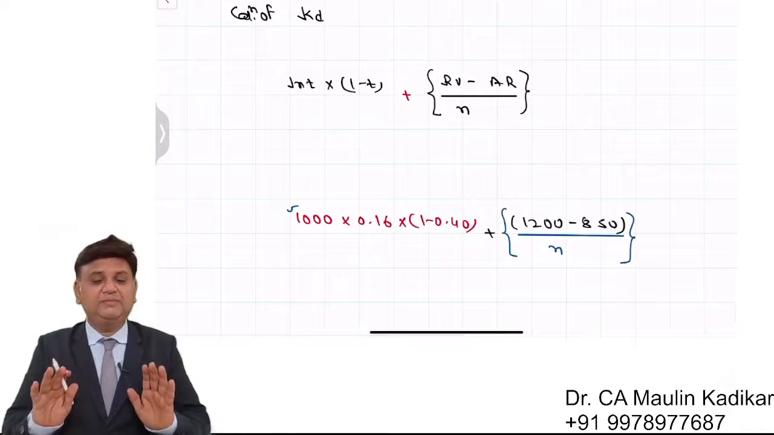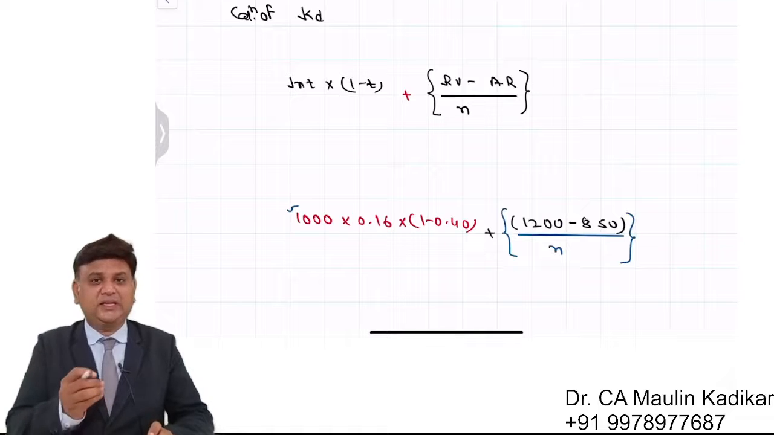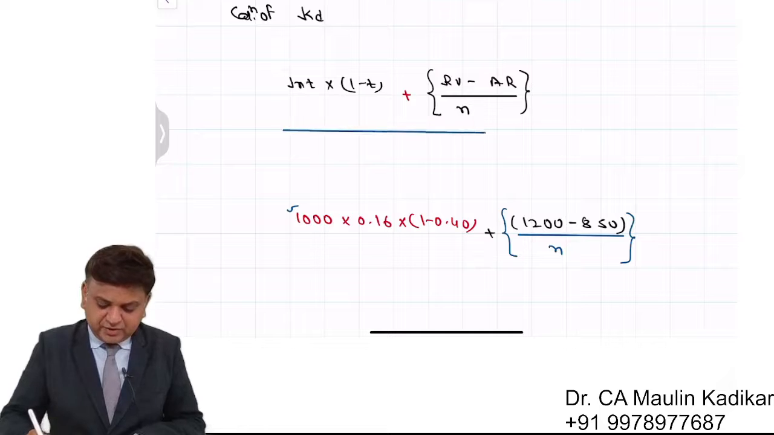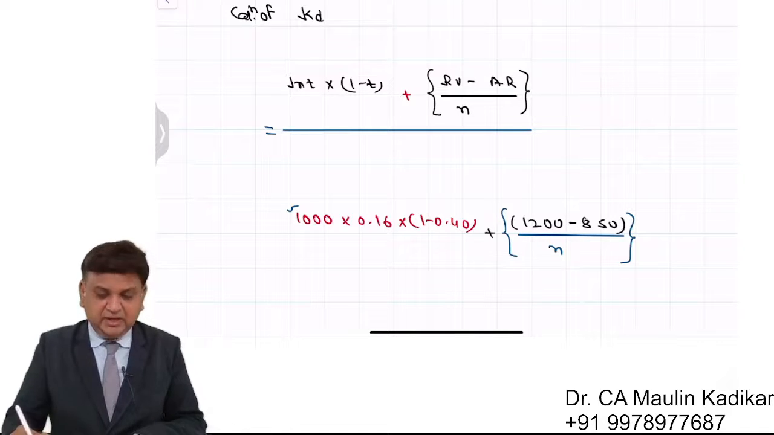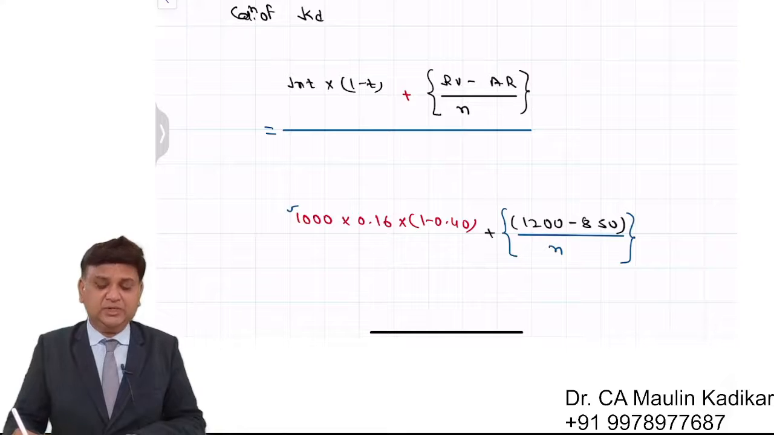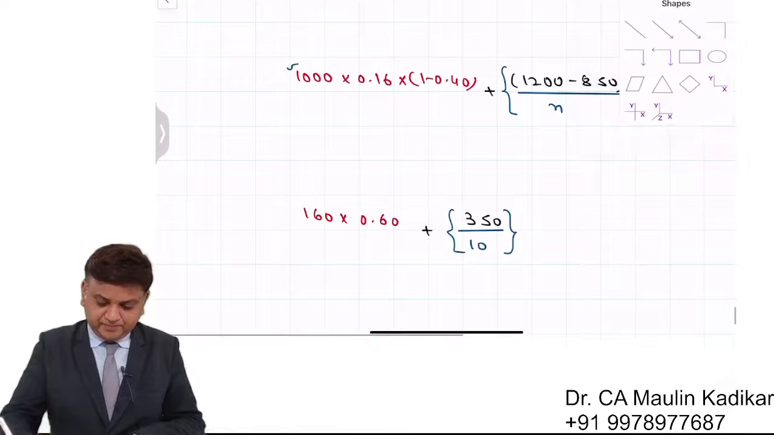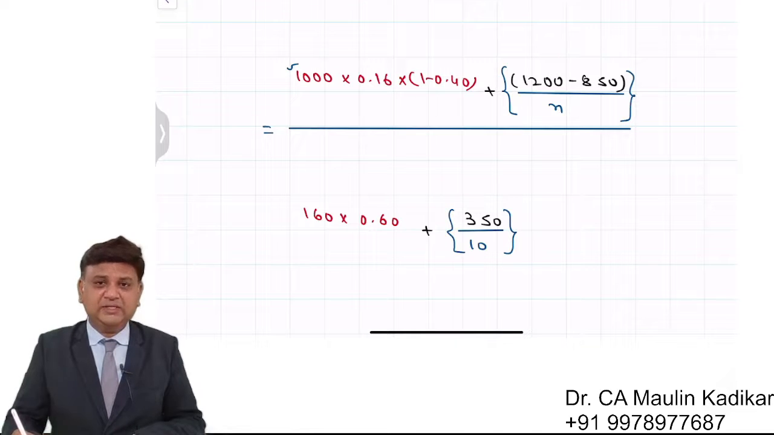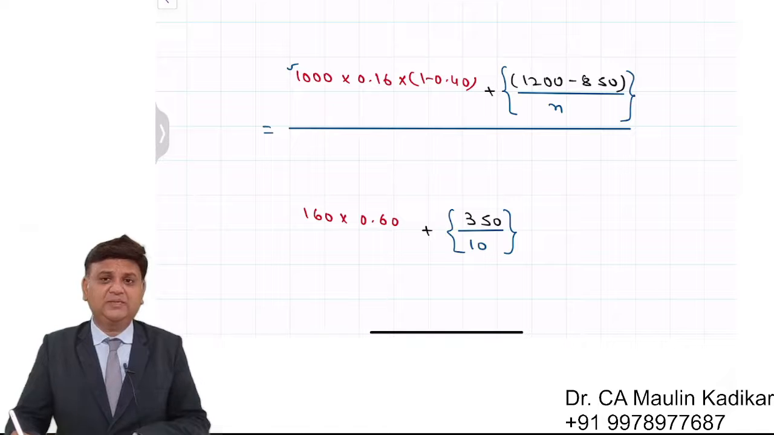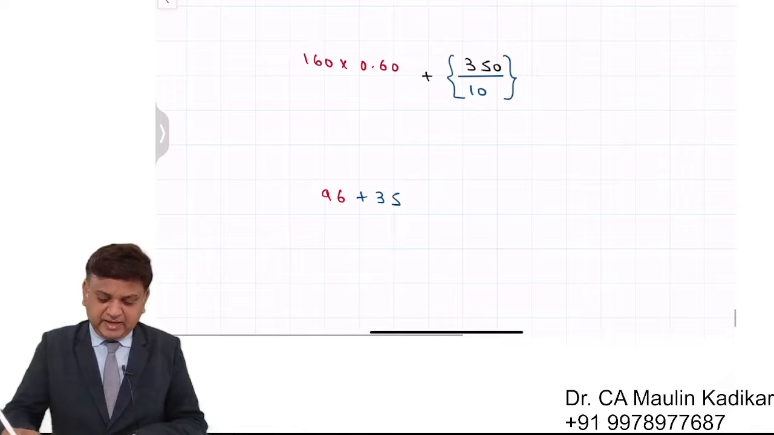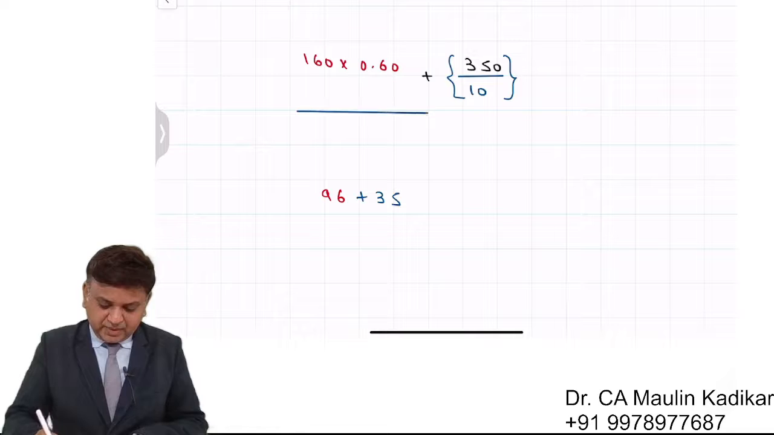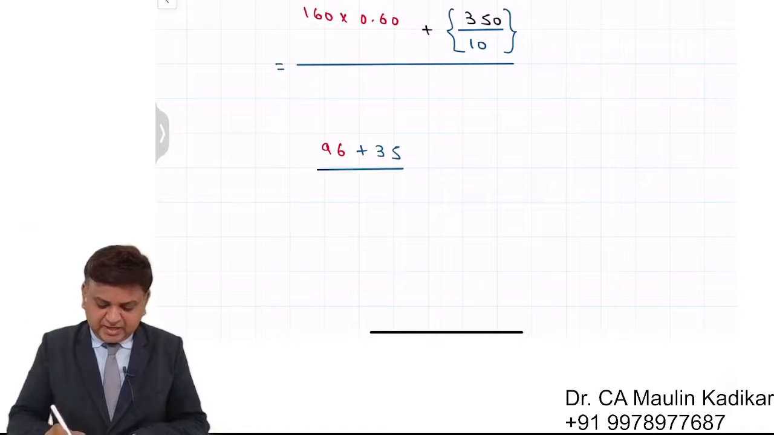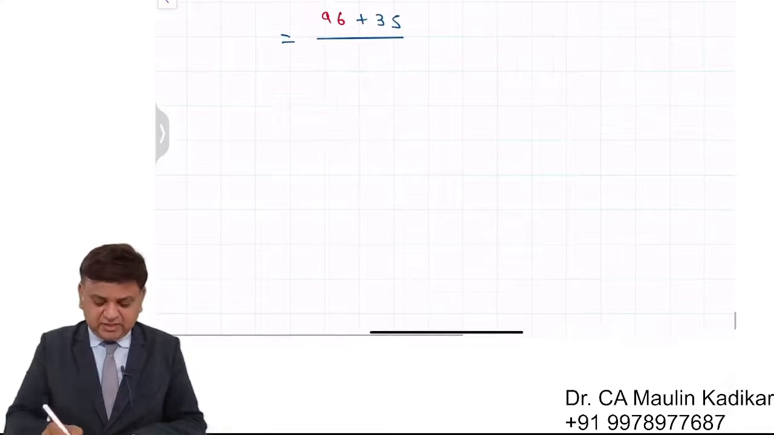So this is the way we make the calculation of the KD, that is the starting point. I want to explain to you first of all the numerator. The numerator for the KD is interest into 1 minus t plus redemption value minus amount received divided by number of years. So it is 1000 into 16% into 1 minus 0.4 plus redemption value 1200 minus amount received 850 divided by n, that is 10 years. So accordingly, we have the numerator, that is 96 plus 35, a kind of yearly expense, 131.